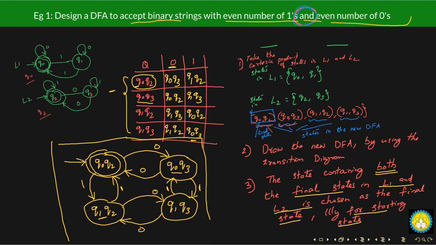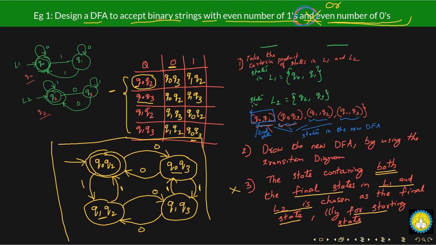And now the OR clause is very easy. If the question is like, design a DFA to accept binary strings with even number of ones, and instead of AND, I have an OR clause there. Look at the question. I'm modifying the question: design a DFA to accept binary strings with even number of ones, or, instead of AND, I'm saying OR, even number of zeros. Now the only difference that you need to make is in the third step.